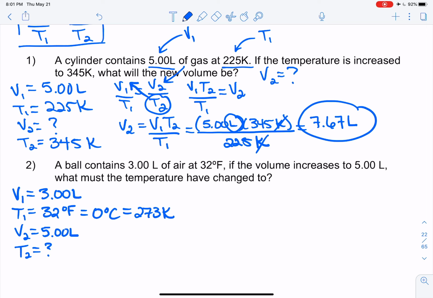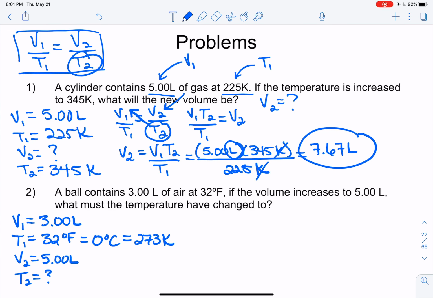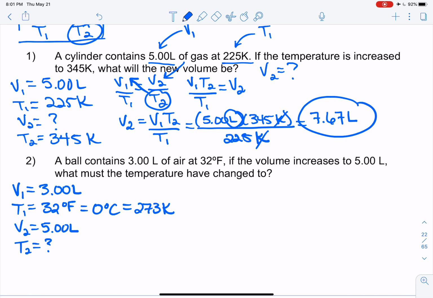Okay, so now we need to solve for T2. And T2 is on the bottom, so this is going to take a little bit of work, even doing the magic of algebra. So we've got V1 over T1, which is equal to V2 over T2, and we need to solve for T2. And in order to solve for T2, we need to get T by itself and on the left-hand side of the equation and in the top.